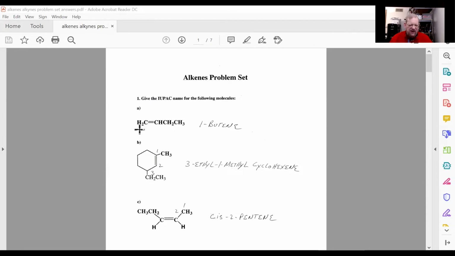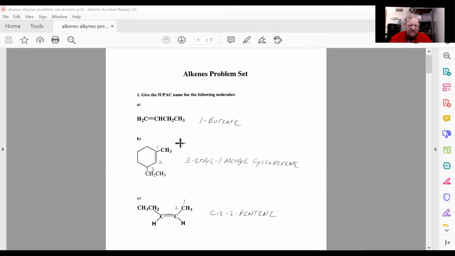Now, when you have two of the same atom or group on one carbon of the double bond, you don't use cis or trans.